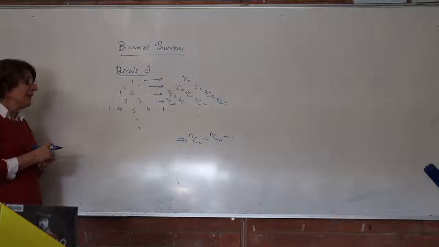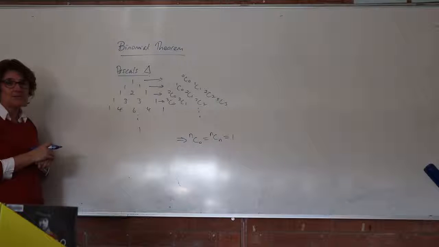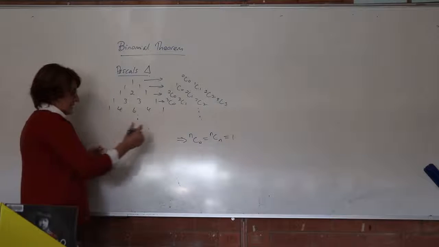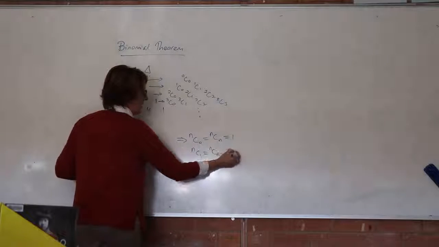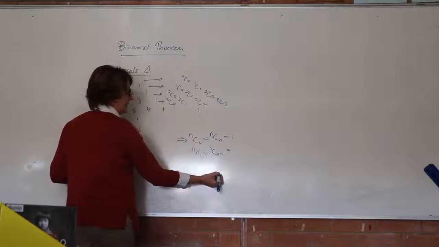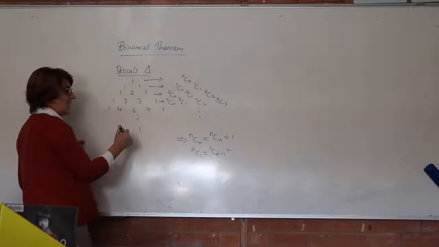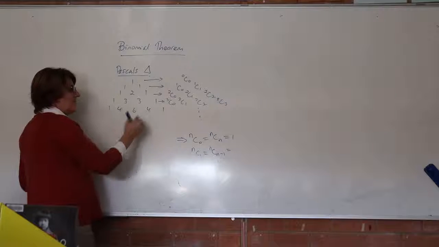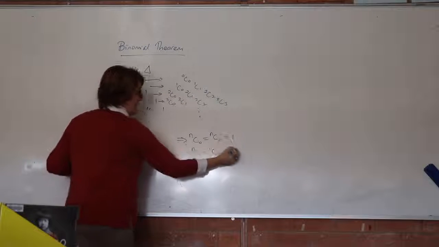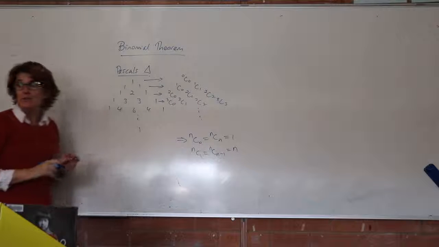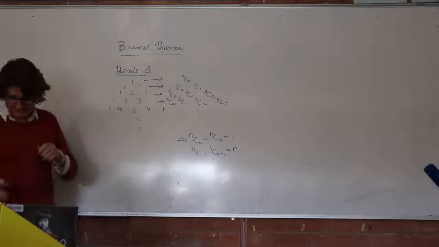There was another relationship that we came up with from the coefficients as well. nC1 equals nC(n minus 1) equals? The row number. For example, this one's 3C1, and that equals 3. So it's equal to whatever the value is for that row. They're just two that you should get your head around.